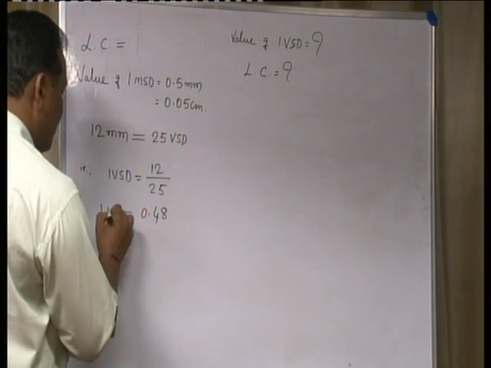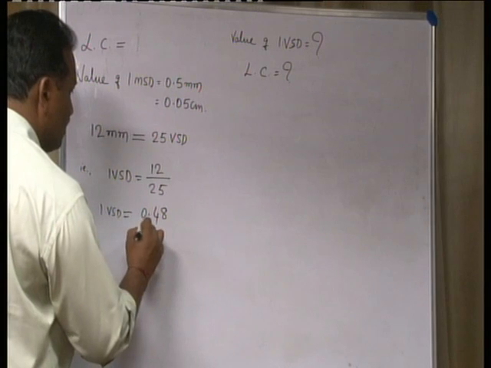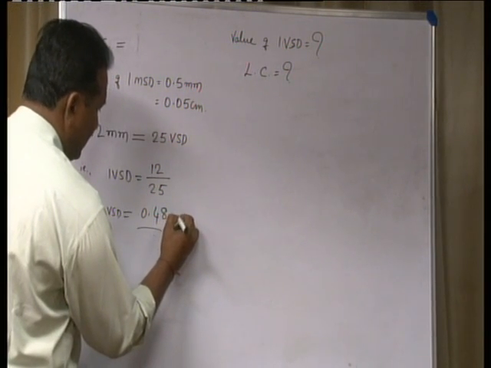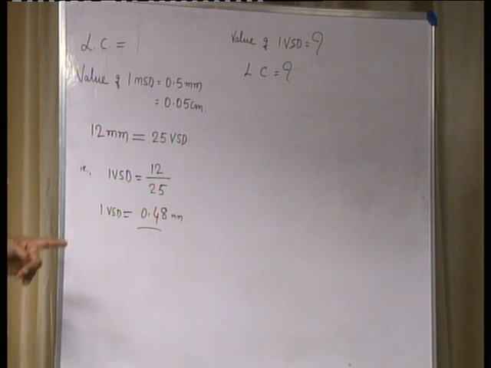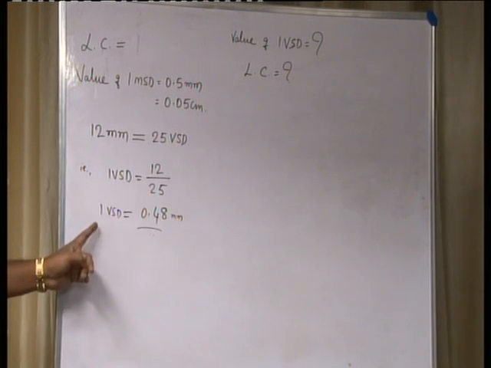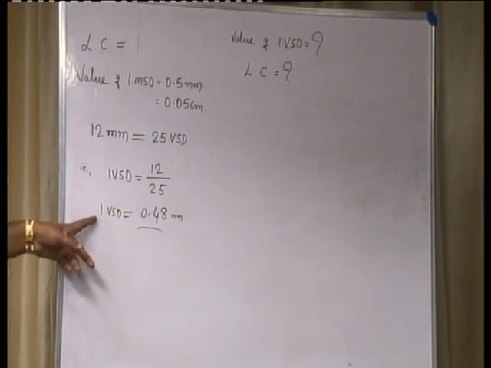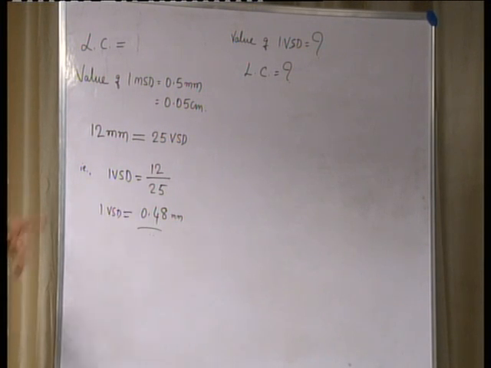So, 1 VSD is equal to 0.48. Of course, practically speaking, it does not possess a unit, but here 12 mm length is given. Therefore, you can write 1 VSD is equal to 0.48 mm. So, if we know the value of 1 VSD and also the value of 1 MSD, the least count of the vernier calipers can be found very easily by using the basic definition of the vernier calipers least count.